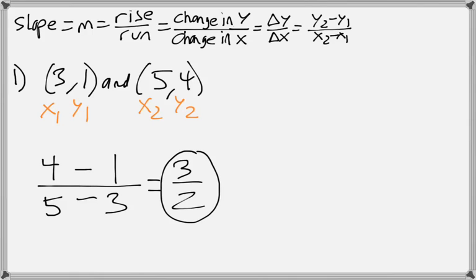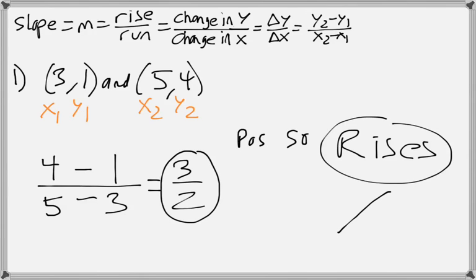So if you were graphing this, that would mean you would go up 3 and over 2. We don't have to graph it. Now this is a positive number, so what that means is this is going to rise, or this rises. It would look something like this. It's going up as you go from left to right.